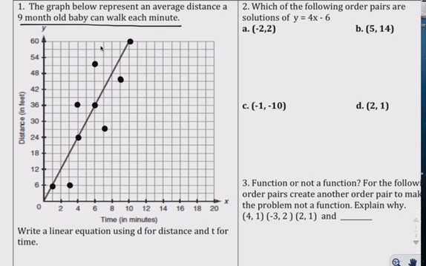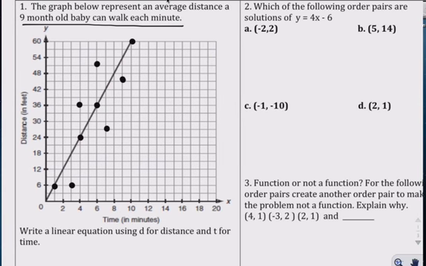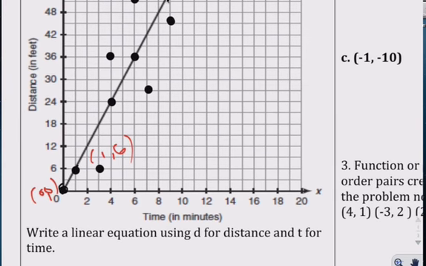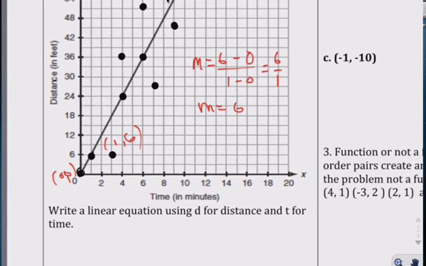Okay? So the line is going up. Slope's going to be positive. Pick two dots. I'm going to pick 0, 0 right here. Pick the two lowest ones. And 1, 6. So my rate of change is m equals 6 minus 0 over 1 minus 0, which is 6 over 1, or m is 6.